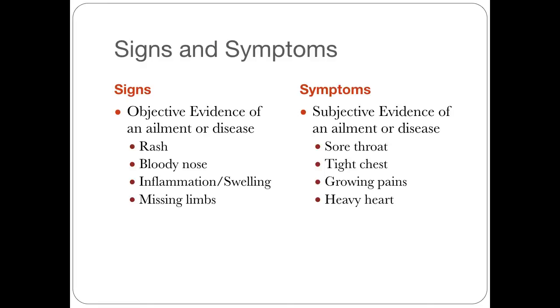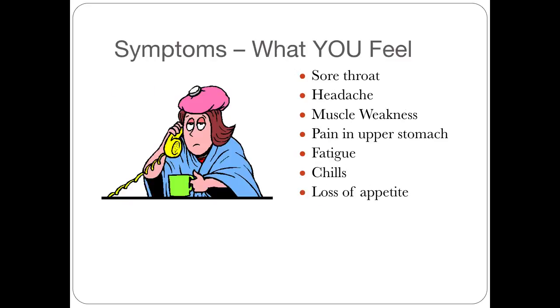In general, these things are things like a rash or bloody nose, swelling at a point of injury, or a missing limb. Symptoms of a disease are what the infected person experiences, but only they can know about it, so it's subjective to them. These might be things like a sore throat, tight chest, growing pains, or a heavy heart. As far as infectious mononucleosis is concerned, your symptoms will probably include a sore throat, headache, muscle weakness, pain in the upper stomach, fatigue, chills, and loss of appetite.